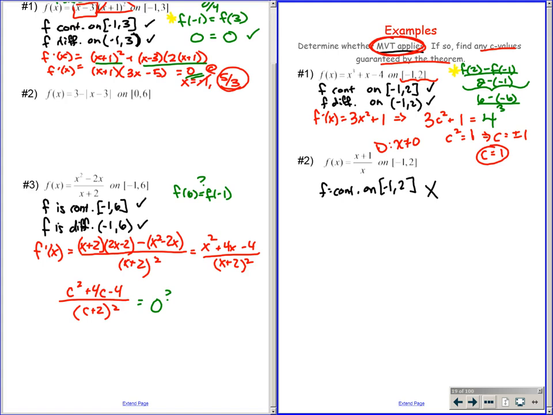So if it fails any conditions, you get to stop. And if it doesn't fail any conditions, you just keep going. Derivative equal to average. So, bye guys. Great job.